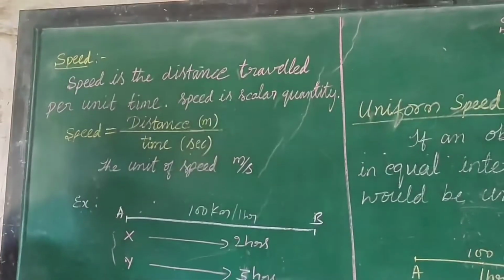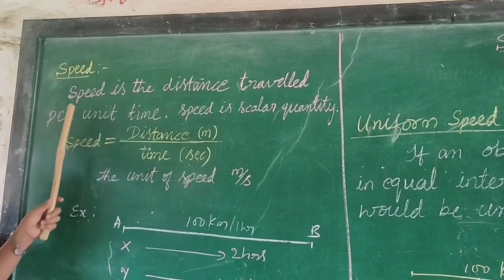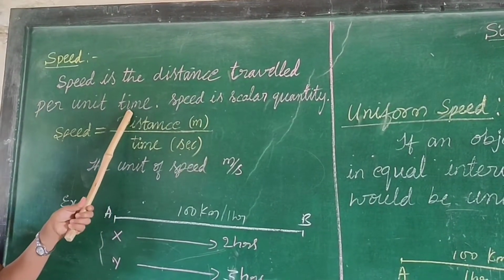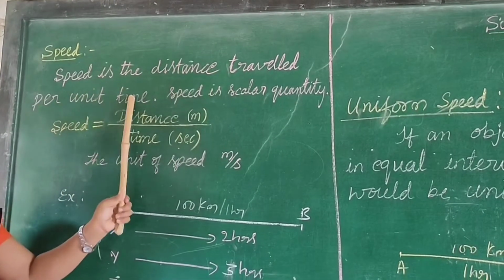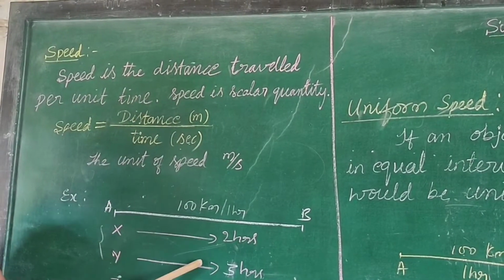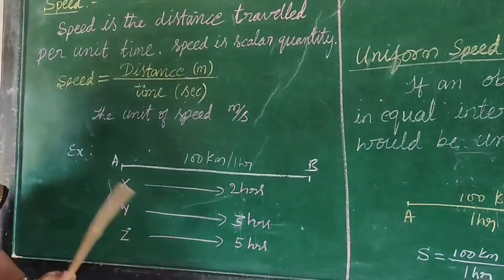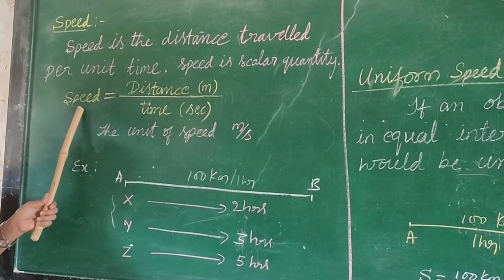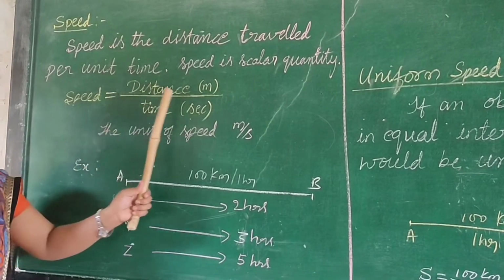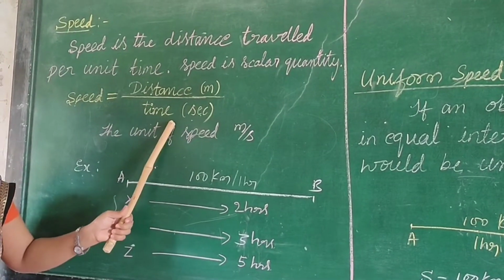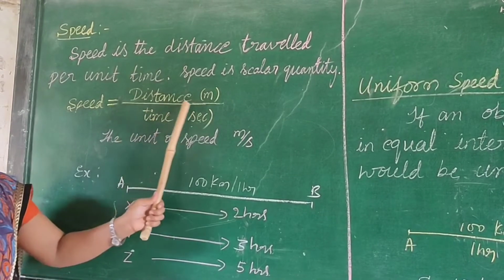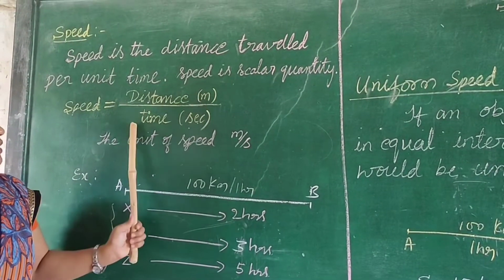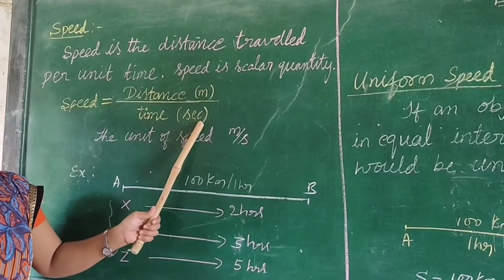So what is meant by speed? Speed is the distance travelled per unit time. Distance travelled per unit time. So the different persons take different times to cover the same distance. Mathematically, we can say speed equals distance travelled divided by time taken. The SI unit of distance is meter, that is small m, and the SI unit of time is second.